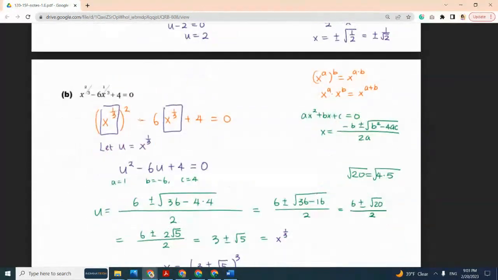And also like this problem. This is x to the 2/3. Well, 2/3 is like x to the 1/3 squared. Can you see that? Yeah. So you let u be the smaller term, which is x to the 1/3. Then x to the 1/3 squared become u squared.